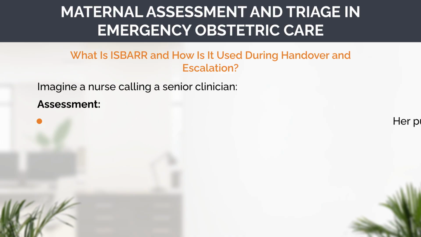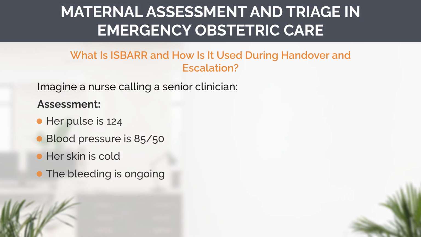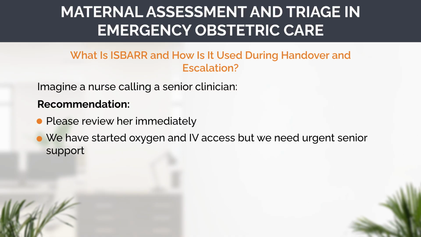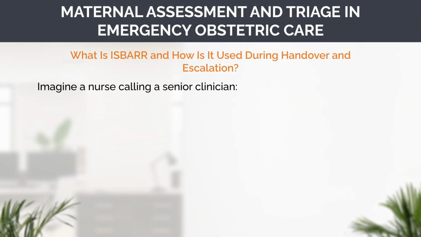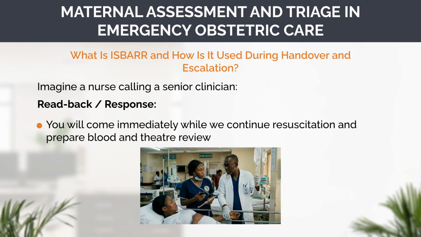Assessment. Her pulse is 124. Blood pressure is 85/50. Her skin is cold, and the bleeding is ongoing. Recommendation. Please review her immediately. We have started oxygen and IV access, but we need urgent senior support. Read back or response. You will come immediately while we continue resuscitation and prepare blood and theater review.